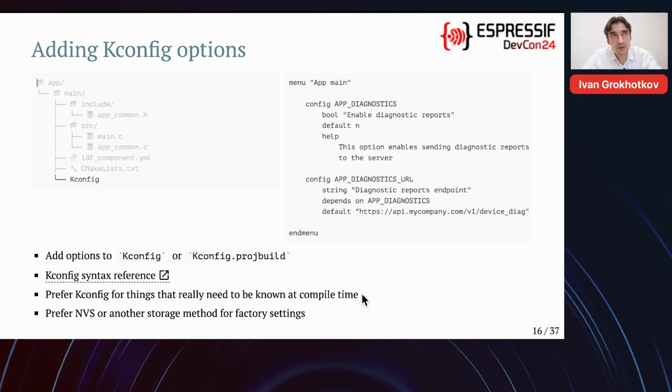The recommendation is to define things in Kconfig that really need to be known at compile time, and avoid defining things that are more of factory settings or things that might change at runtime. For those things, it's better to have a runtime variable, for example, that can be set during the application execution, or if it is a factory setting, then you can store it inside NVS or some other file system. However, Kconfig options can also be convenient for some simple configuration or setting some default values, so you can use them for those purposes as well.